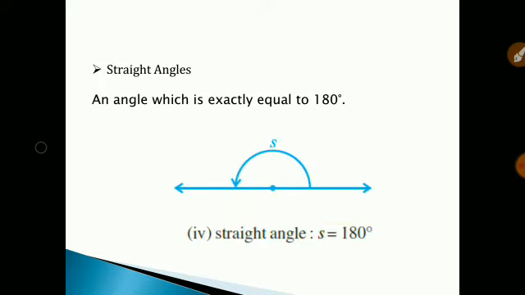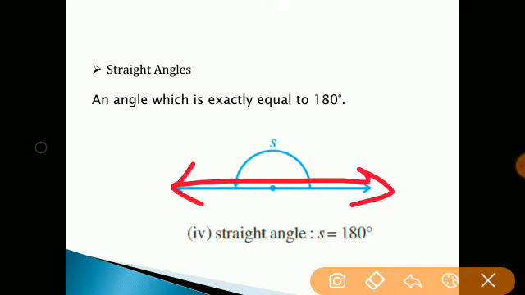Now straight angles. Look at this figure. In this figure we can see one line, an angle which is exactly 180 degrees. That is called a straight angle. Every line is a straight angle because every line has 180 degrees.